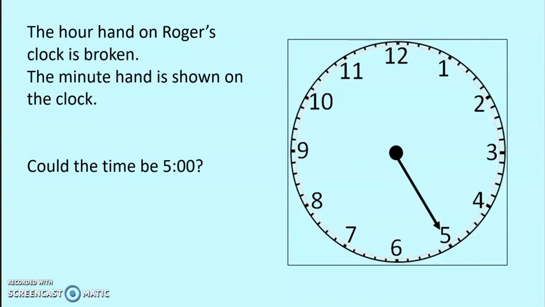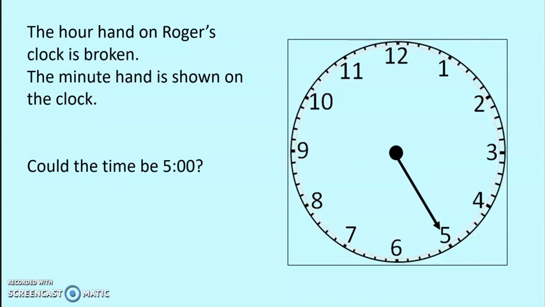Where would the hour hand be pointing? Where would the minute hand be pointing? A hand is pointing at the 5, but we know that this is the minute hand. If the time is 5 o'clock, is the minute hand pointing at the 5? When the minute hand is pointing to the 5, it is showing 25 minutes past the hour. Where will the hour hand be pointing if the time is 5 o'clock?